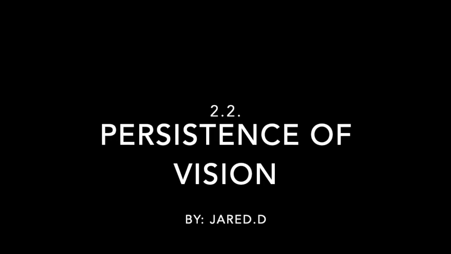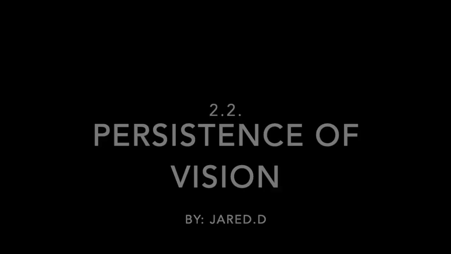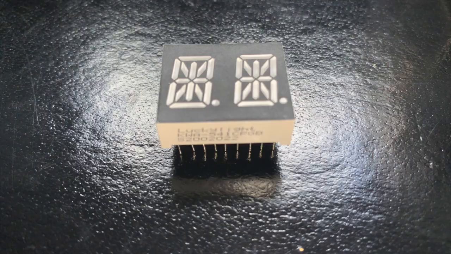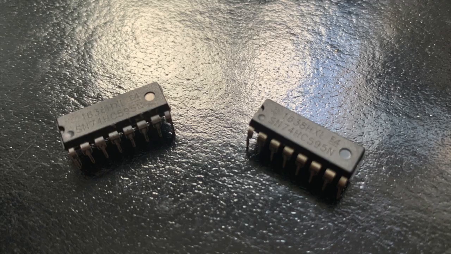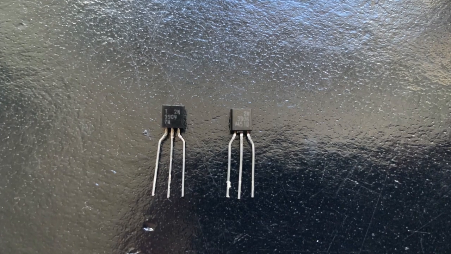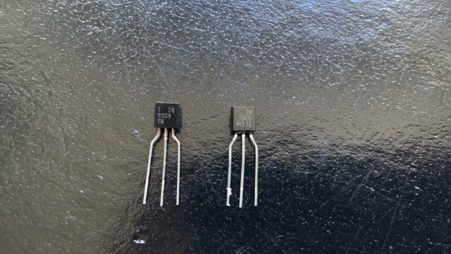Here is my second DER of grade 11, the persistence of vision, or the POV-DER. The persistence of vision DER is a build that consists of two main parts, the code and the build itself. Beginning with the build, there are 5 main components: the dual 14-segment display, the 2 shift register ICs, an NPN transistor, and finally a PNP transistor.